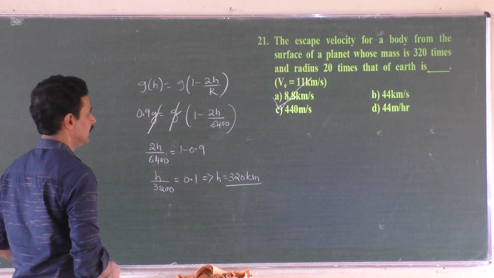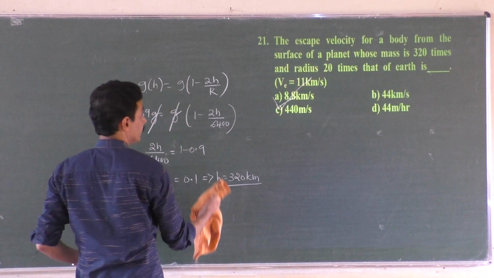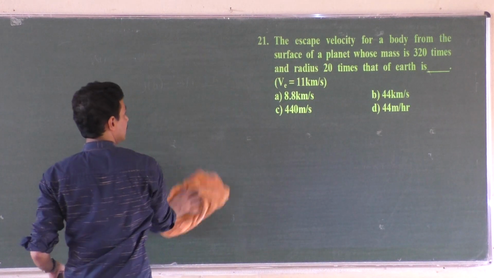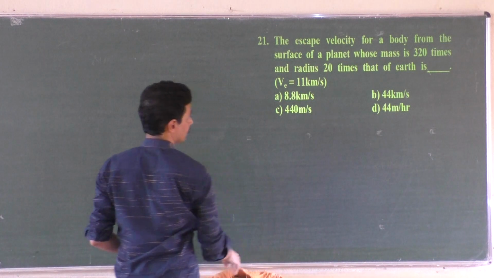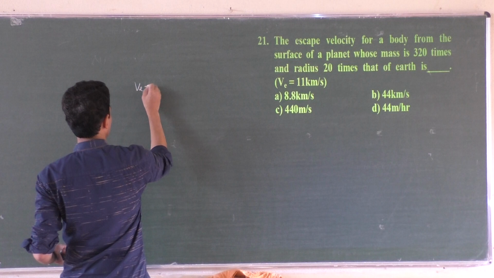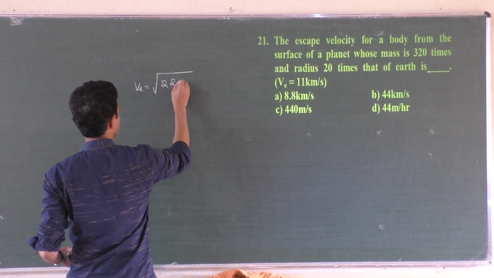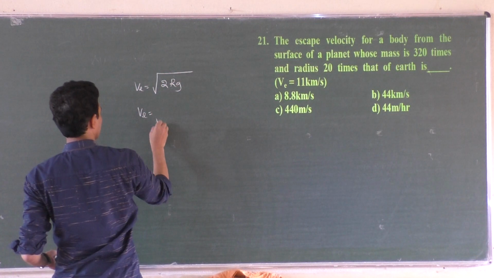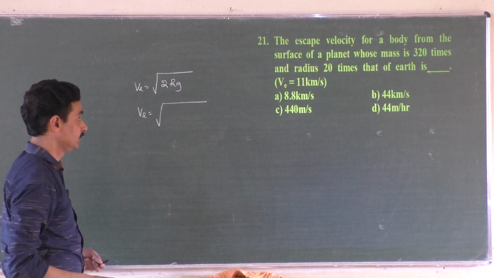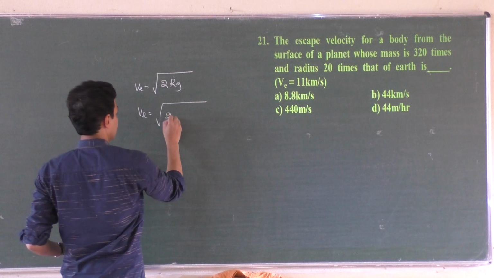Question 21. The escape velocity for a body from the surface of a planet whose mass is 320 times and radius is 20 times that of the earth is. You know, mass and radius you should get. Escape velocity is root of 2rg. Write the value for g, because we want mass and radius into play here. They will come into play.